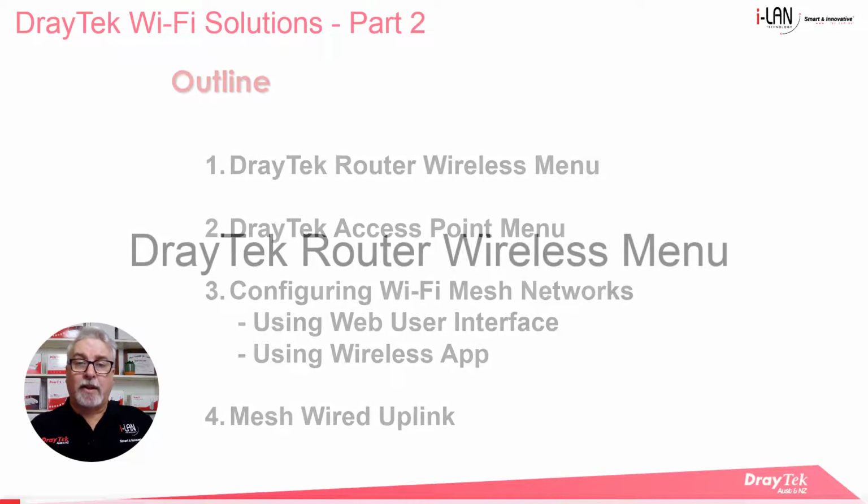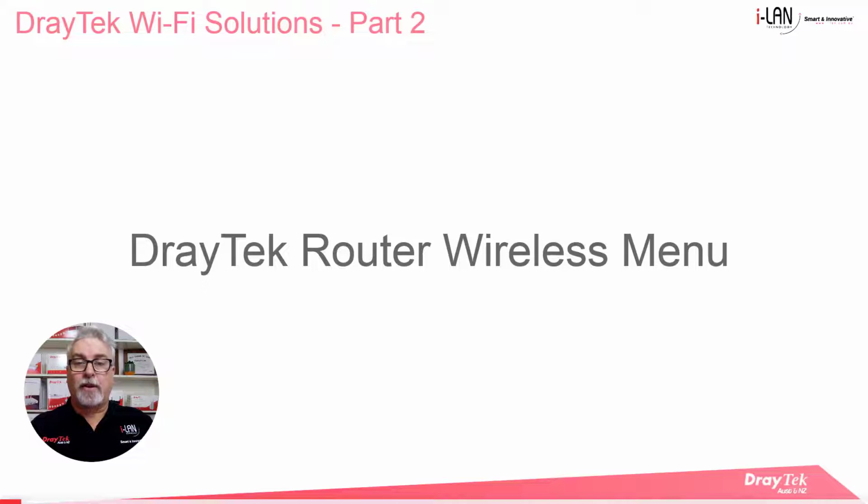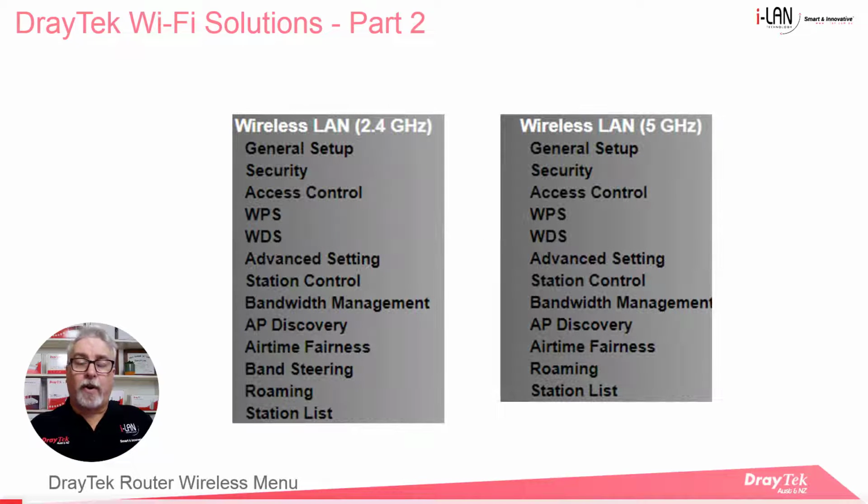Okay, so let's take a look at the DrayTek router wireless menu. Shown here are the Wi-Fi options for both the 2.4 GHz and 5 GHz bands as they appear in the main menu in the dual band Vigor 2926 AC model. Single band models will only have the 2.4 GHz band, and some like the tri-band Vigor AP1000C have 3 bands to configure, which are 1 by 2.4 GHz and 2 by 5 GHz bands. The menu options available for each Wi-Fi band are very similar between models.